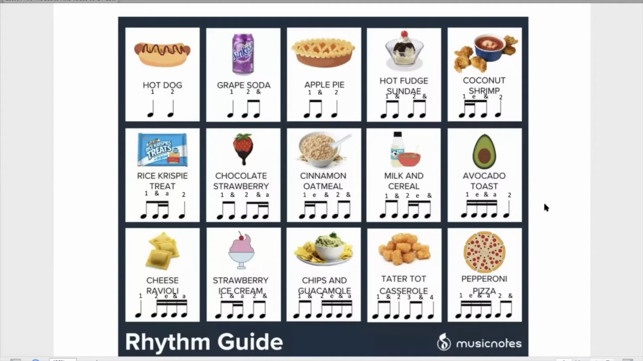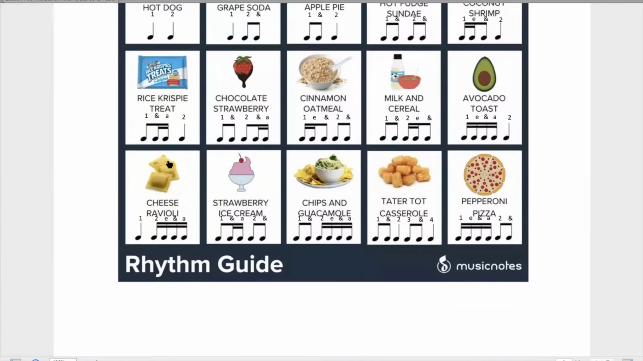Avocado toast, 1 E and a 2, 1 E and a 2, 1 E and a 2. Avocado toast, avocado toast. Let's go to this last line of foods here. So cheese ravioli would be 1, 2 E and a, 1, 2 E and a, cheese ravioli, cheese ravioli.